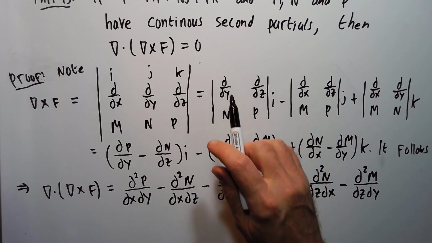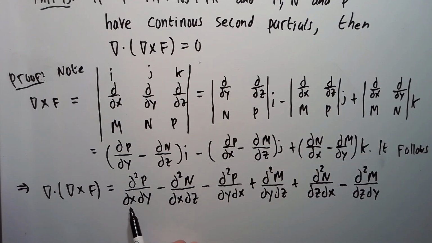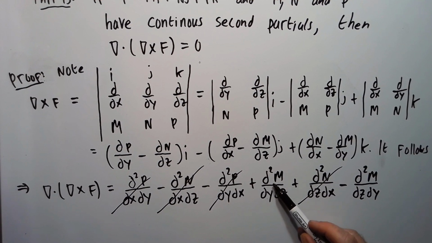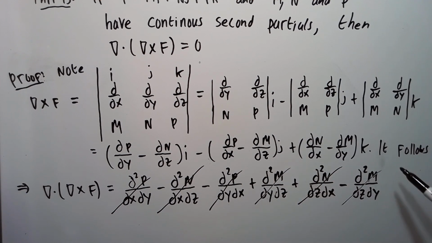So now, since they have continuous second partials, the mixed partials of P in x, y and y, x will be the same. And then you've got one minus and one plus here, so they'll cross off there. And the N's here, you've got a zx and an xz. One's positive, one's negative. They'll cross off there also. And the M, you've got a yz and a zy, so they'll be the same also. One's plus, one's minus, so they can cross off too. So we get 0. So we're done with the theorem.